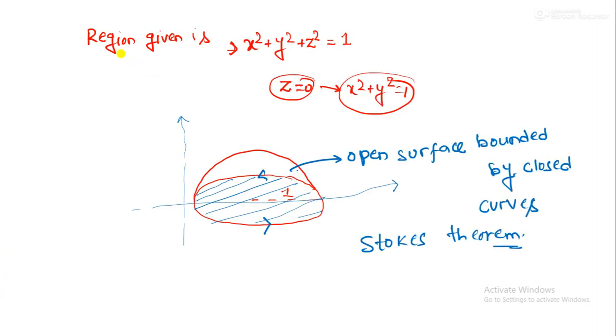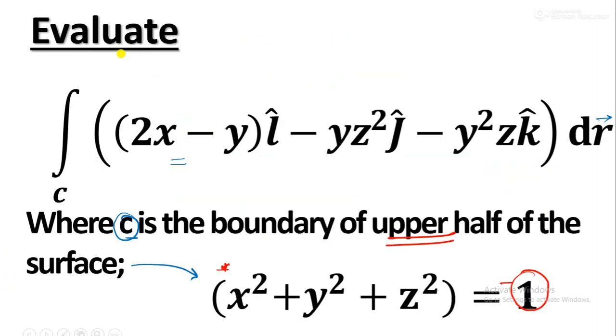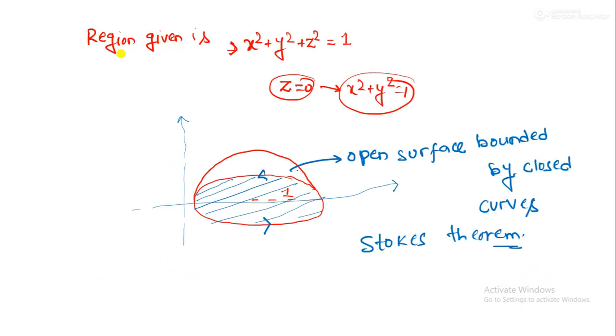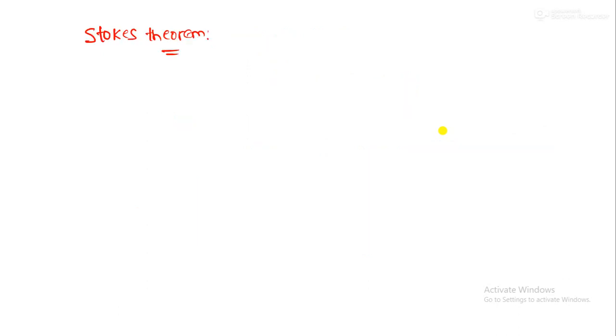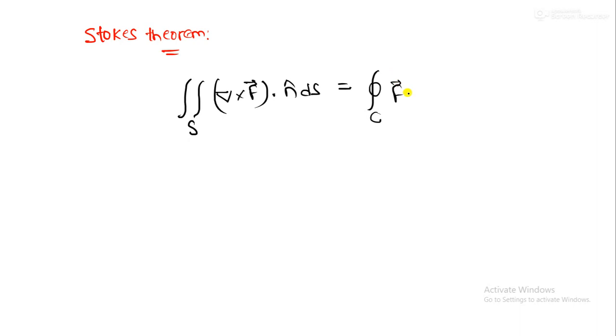When the curve is closed, and it is lying on the xy plane with some upper surface region, and this region is bounded by the closed curve, then you have to apply the Stokes theorem. So what does the Stokes theorem state? It states that the surface integral, the double integral over the surface S of the curl of the vector field, will be equal to the closed curve integral of that vector field, that is, the line integral of that vector field.